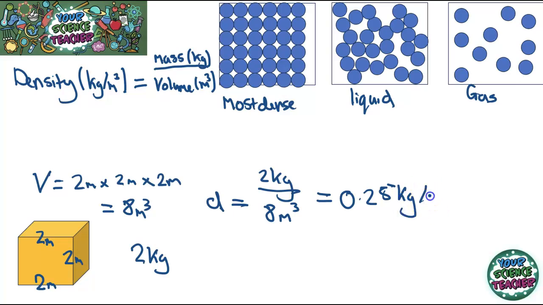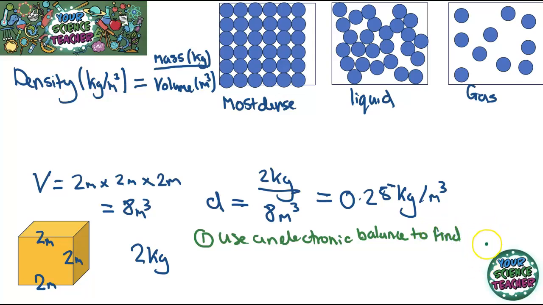kilograms per meter cubed. Now, if you were asked how you would carry this out experimentally, you'd need to say what equipment you'd use, and of course you would use an electronic balance to find the mass, and to find the sides of the cube, you could use a ruler, of course, or you could use what's called Vernier calipers, and these have a much higher resolution, so therefore you'd get a much more accurate value.